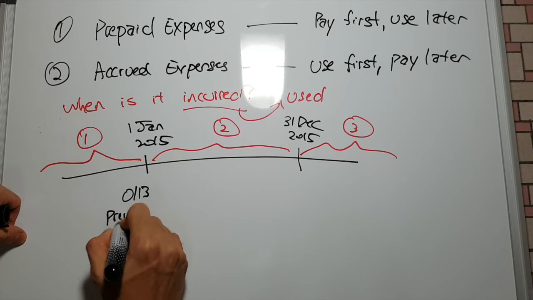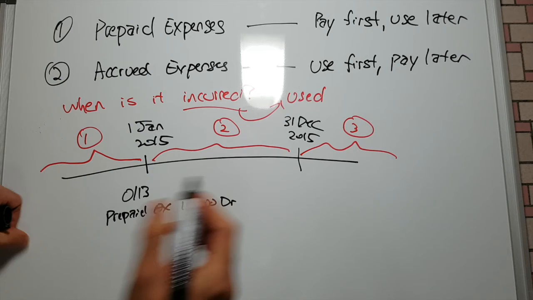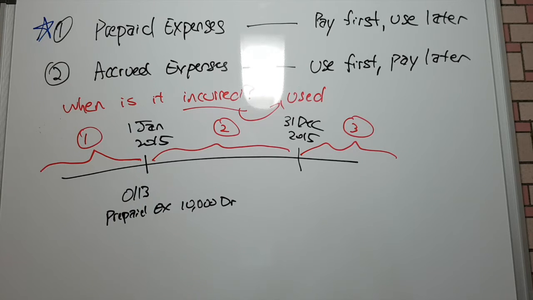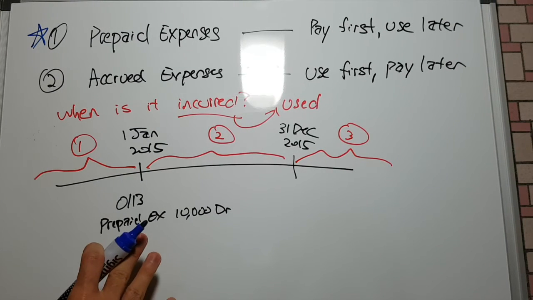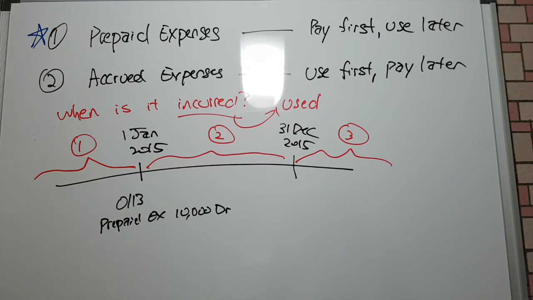For prepaid expenses, there is a 10,000 debit opening balance. For prepaid, I'll draw a blue color star here. If the question gives you an opening balance of prepaid expenses of $10,000, the most important question to ask is, when is it incurred? Let's take a look at our explanation of prepaid expenses, what I explained at the start of the video. You pay first, use later. So for this opening balance, when did you pay?